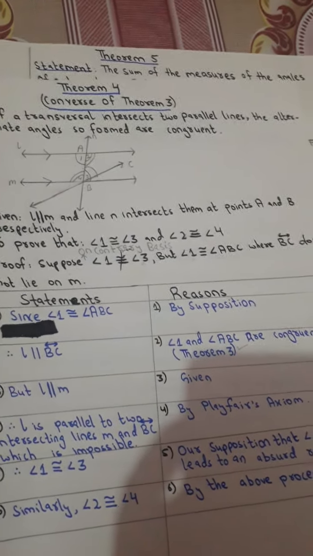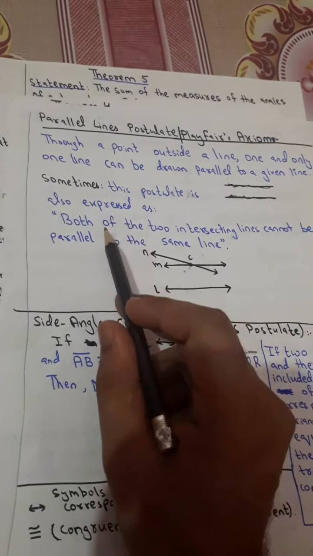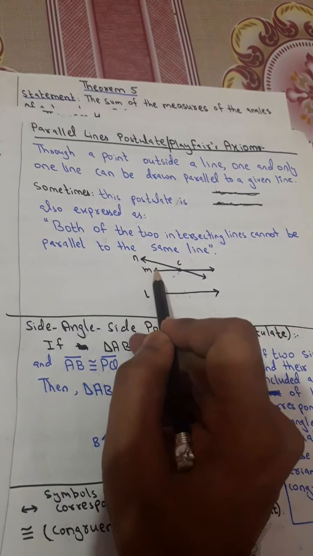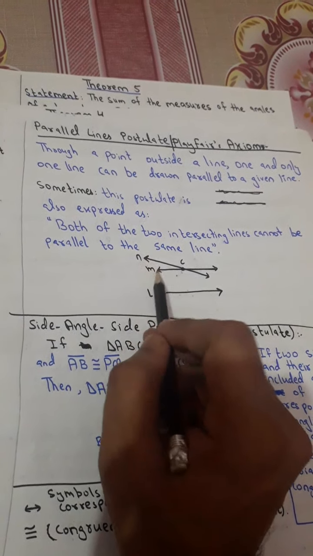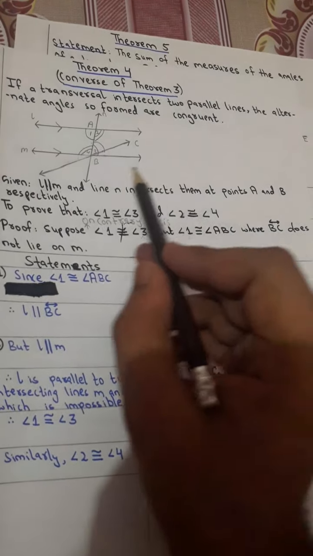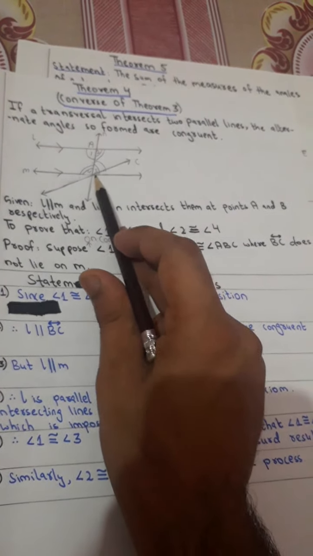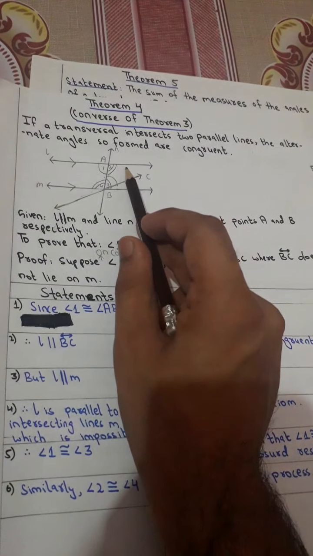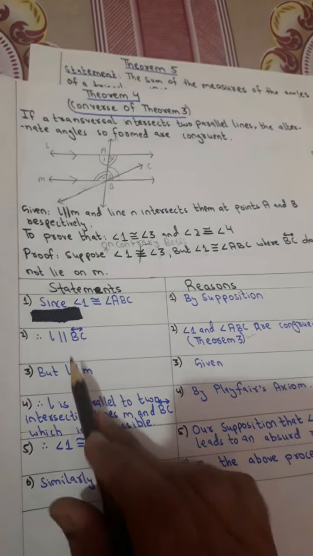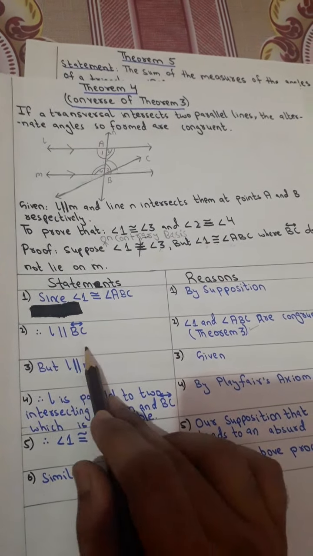In Playfair's axiom we have seen that two intersecting lines cannot both be parallel to the same line. Means if these two lines are intersecting, these two cannot be parallel to a single line L. So this is the statement of Playfair's axiom. Similarly, these two lines M and BC cannot be parallel to the single line L. So these two statements cannot be true at the same time.